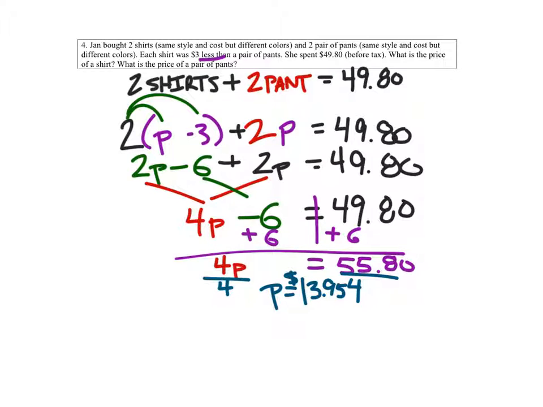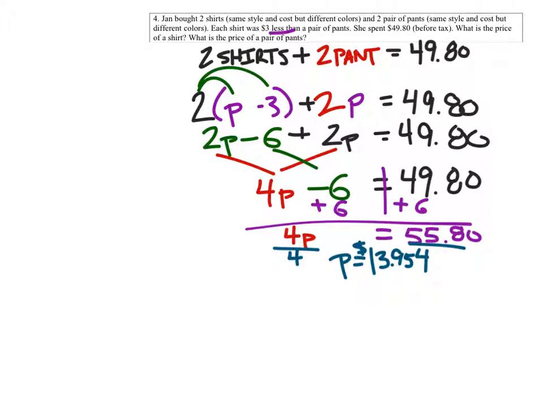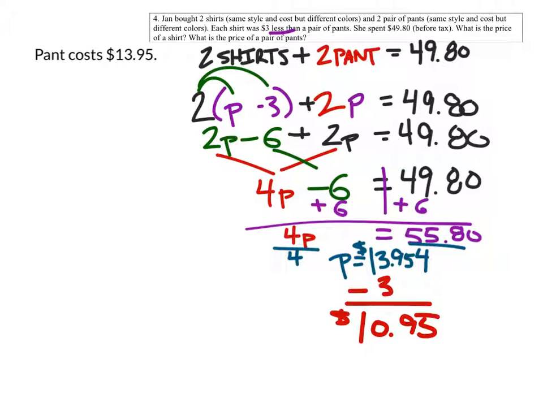So we should write that in up in here. Let's give ourselves a little space. Pants cost $13.95. So that's for pants. What we need now is the cost of a shirt. All right. Well, the pants is $13.95, and the shirt is just $3 less than the pants. So that'd be $10.95 for a shirt. So we'll just write that in up here. Shirt is $10.95. Bam. There we go.